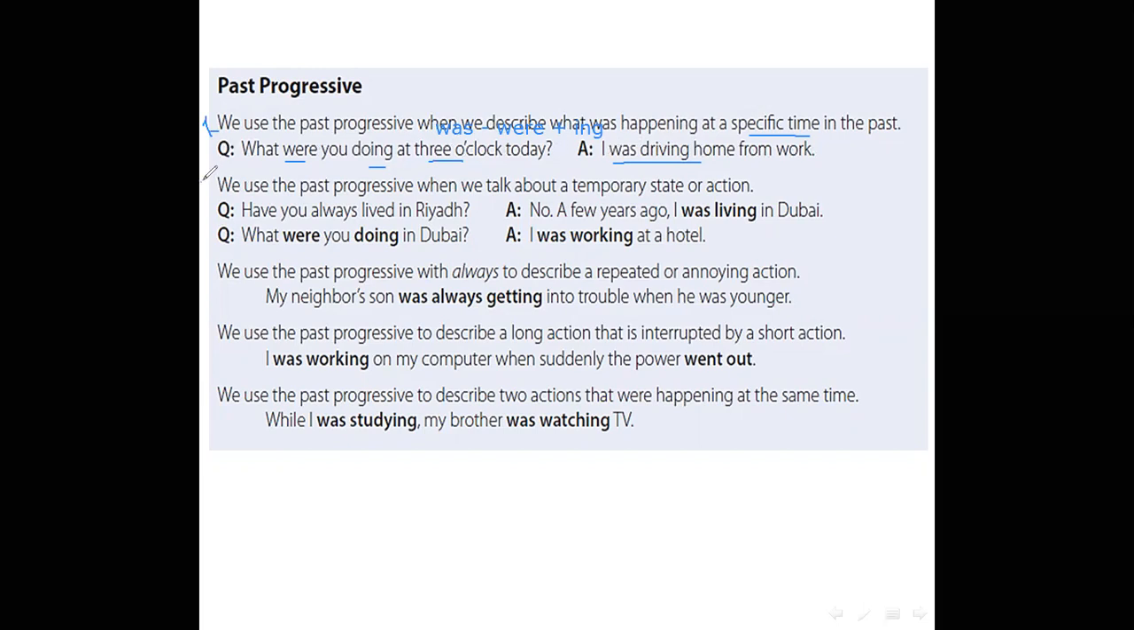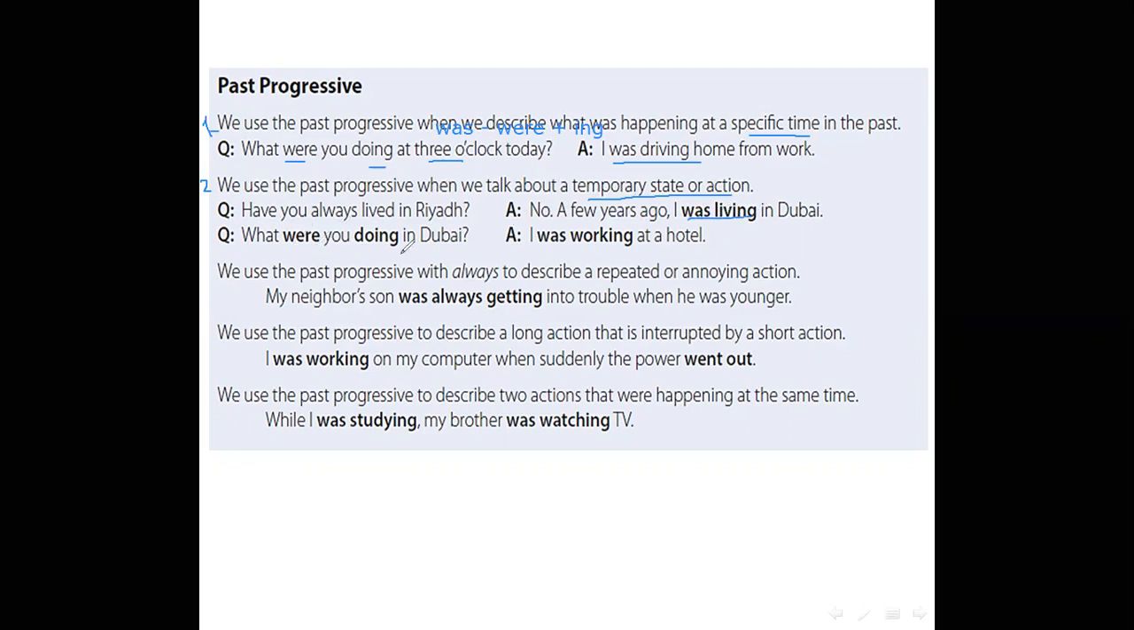The next usage for past progressive: we use the past progressive when we talk about a temporary state or action. A temporary. It's not a habit. Okay, it's a temporary state. Have you always lived in Riyadh? No. A few years ago, I was living in Dubai.